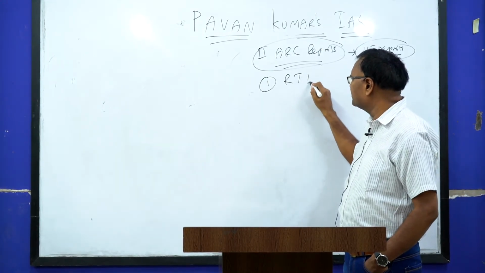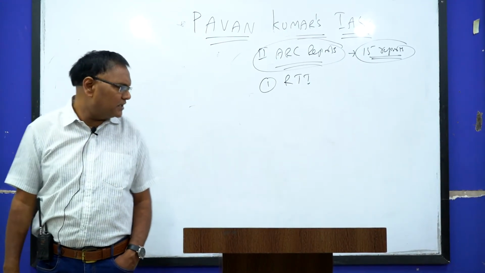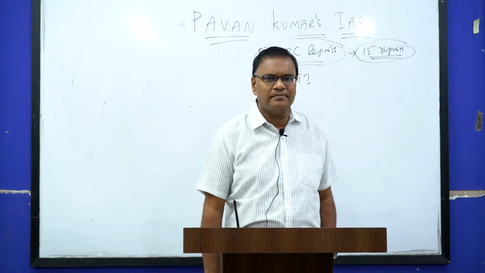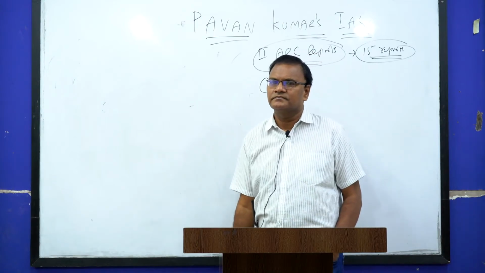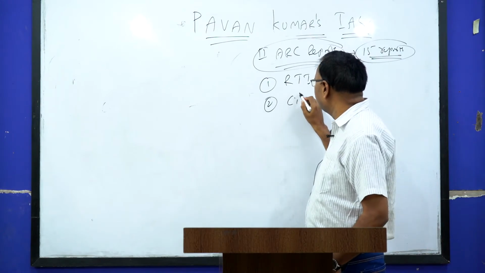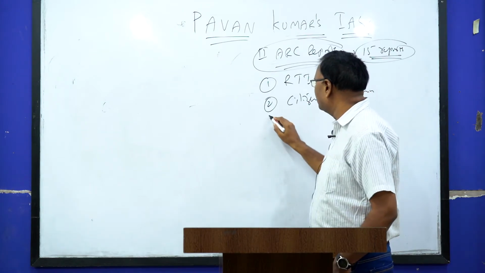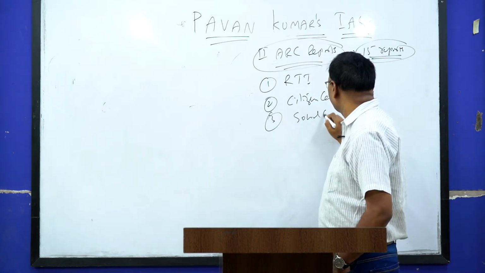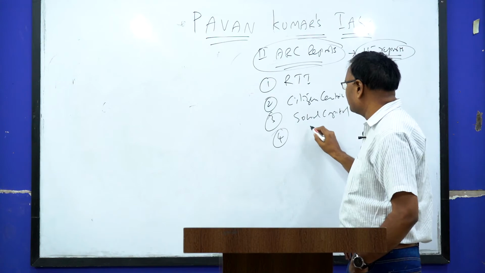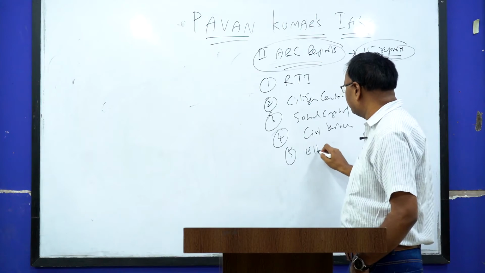First one is Right to Information, RTI. The topic transparency and accountability is mentioned in your polity governance paper as well as ethics paper. Second ARC report on RTI. Then you have citizen centric administration. Then you have social capital. Then you have report on personnel administration, civil services. You have report on ethics in governance.